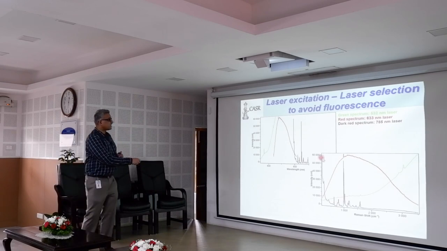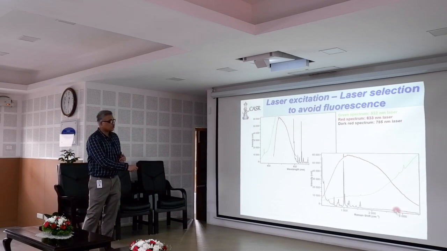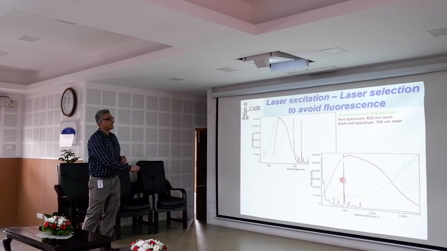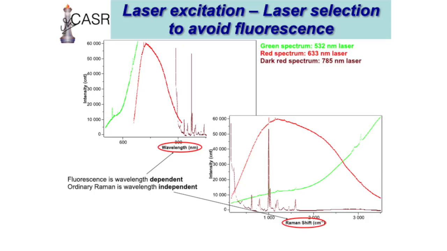So I have just put this in Raman shift. You can see all of these peaks are lying on each other, and you can see only the infrared spectra gave me the Raman, but not the red or the blue or the green. It didn't give it.